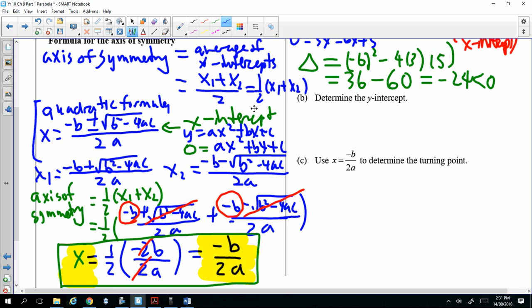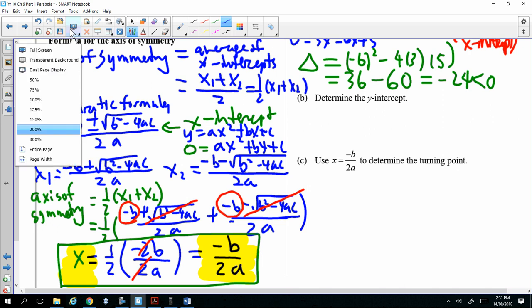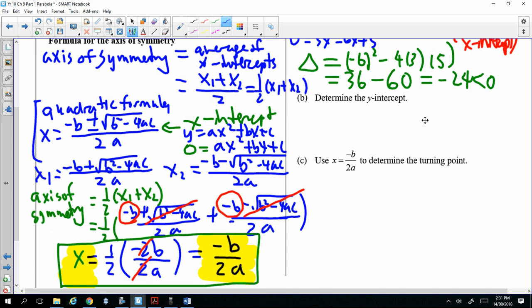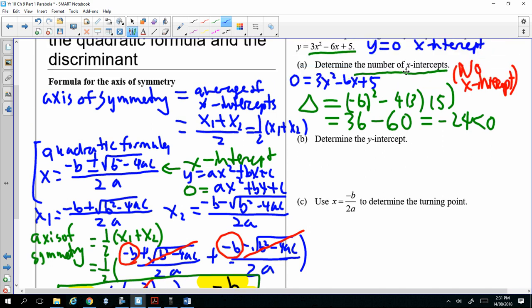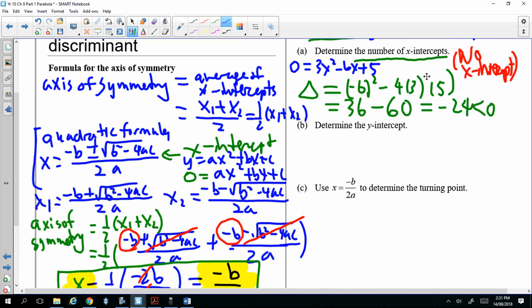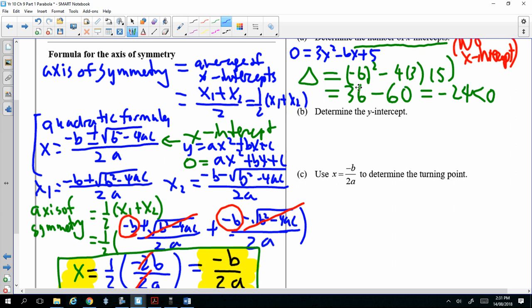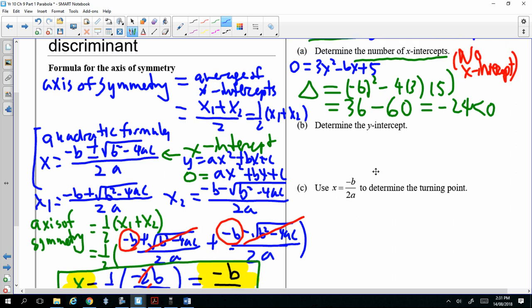All right, let's look at the next example we just did on Friday. We started off finding how many intercepts there are by finding the discriminant. Let's finish this question off. We need to find the y-intercept and the axis of symmetry. Let's do that. All right, all finished?